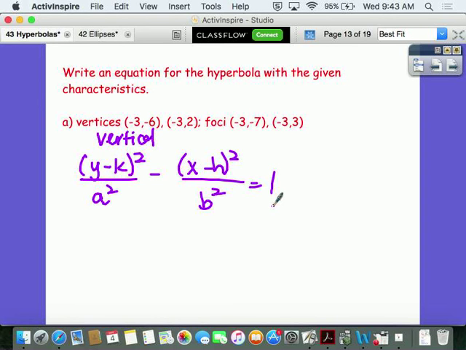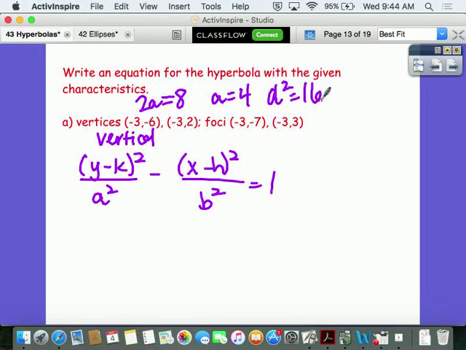And remember, we can find the value of a by figuring out how far apart the vertices are. They're 8 units apart, so 8 is equal to 2a, just like before. That has not changed. So we divide by 2, a equals 4, and so that means that a squared is equal to 16.